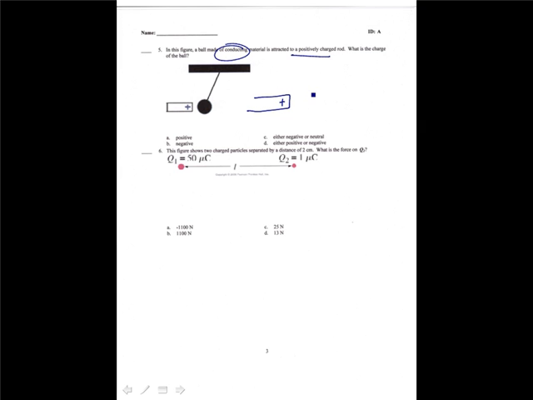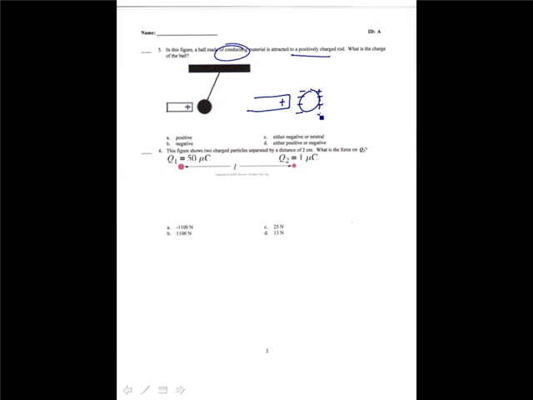Here's the positive rod. Here's the neutrally charged conducting ball. You would get a charge set up on this where you'd have all the negative charges over here, and all the positive charges over here. So the net charge of the ball is neutral because it has equal number of positive and negative charges, but it's still attracted to the positive rod.